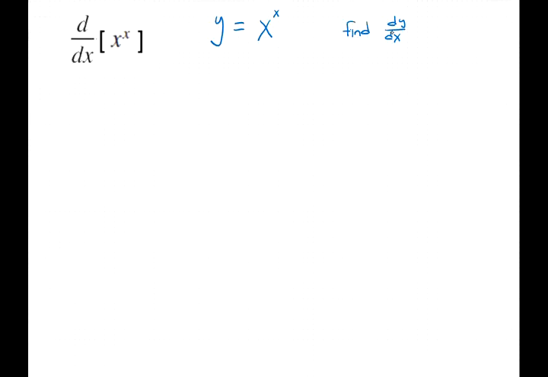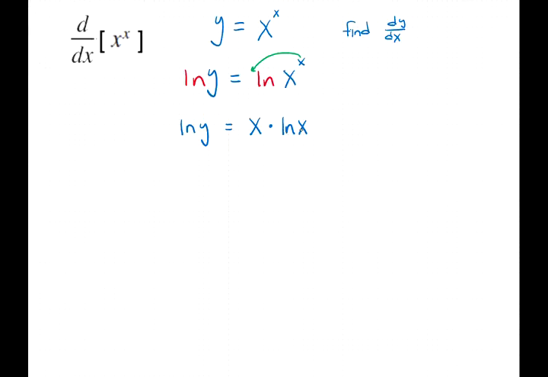Okay, so we could apply logarithmic differentiation. Let's take the natural log of both sides of this equation. So we'll have the natural log of y equals the natural log of x to the x. This seems like a good choice because it allows us to bring the exponent out front. Okay, so we have the natural log of y is equal to x times the natural log of x. This is a much more manageable situation.